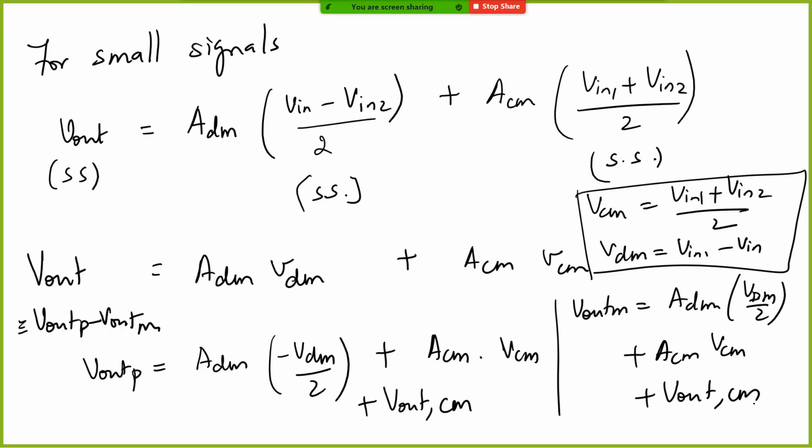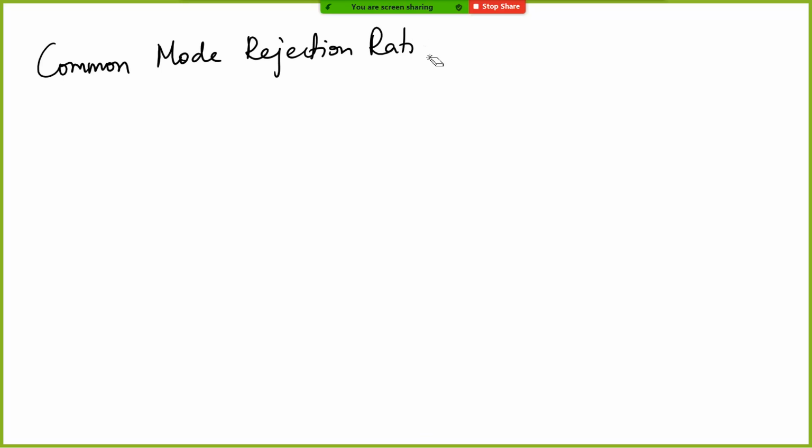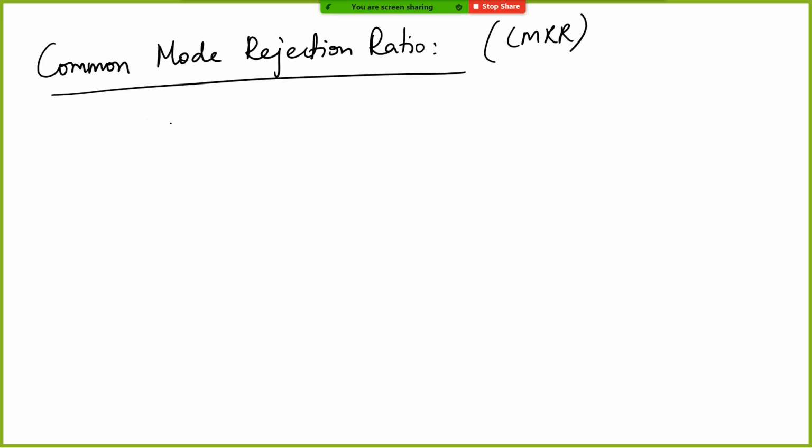You understand? So you have a V out DC common mode, plus you have some small signal differential voltage and a common mode voltage. Now I am sure you all are aware of this parameter called common mode rejection ratio, which is also called CMRR. CMRR is defined as what? It is the differential mode gain divided by the common mode gain.